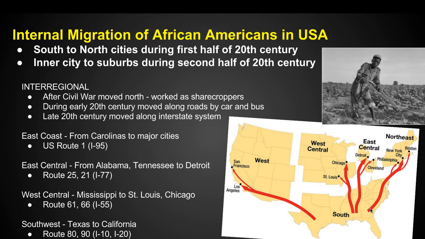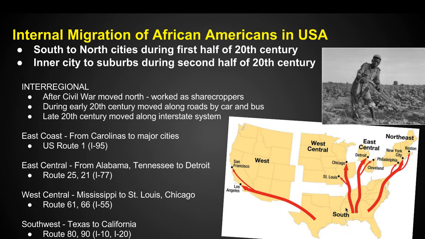In East Central, you've got them moving from Alabama, Tennessee, all the way up to work in the factories of Detroit and Cleveland. Why? Well, because there's not necessarily work down here, because back then there was a lot of work in Detroit and Cleveland. They were moving along routes 25 and 21, which is now I-77. And if your family's gone on road trips, you will recognize that these are interstate highway systems that make it very easy to travel quickly.